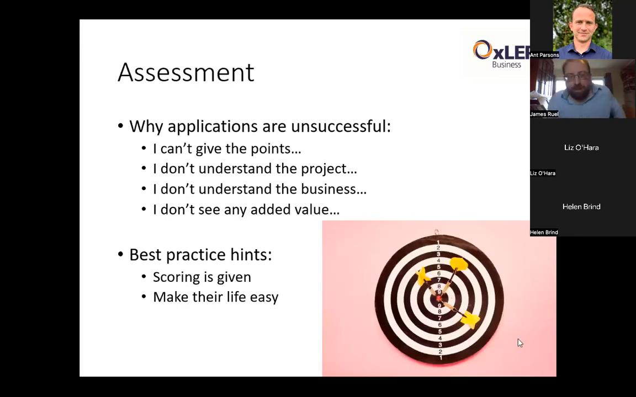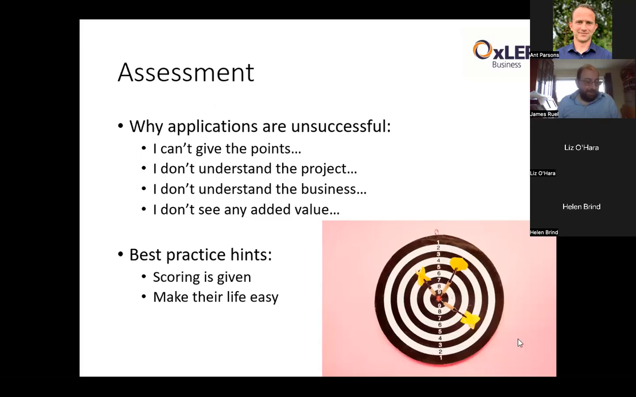And my last slide really is looking at this from an assessor's point of view. So how do you get your application on target, hence the image? Assessors tend to think things like, I can't give the points. I just can't give these points. Assessors want to give points. They want to give the scores out. They can't give them if the answers are not provided.